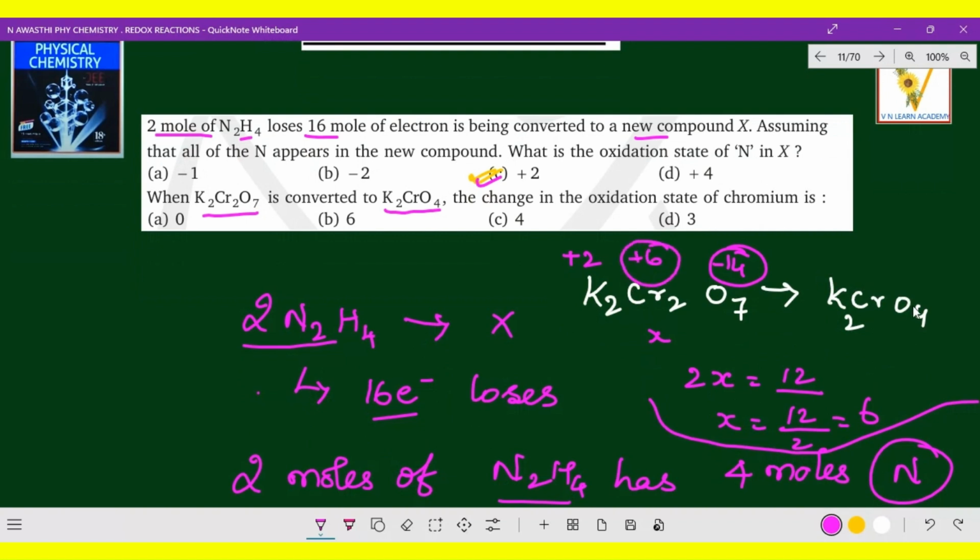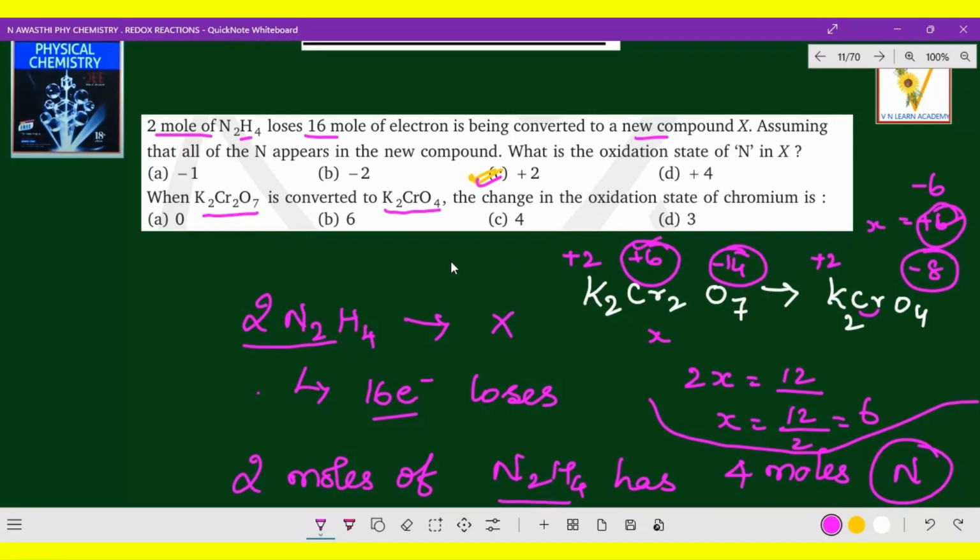In the same way here, oxygen is minus 2, so that is minus 8, and this is plus 2. Minus 8 and plus 2 means minus 6. Here there is only 1 chromium, so x is equal to plus 6. So plus 6 oxidation here, and here also plus 6.